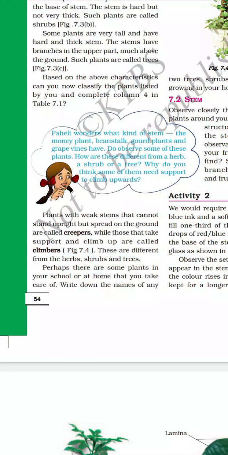For example, grapes. These are different from herbs, shrubs and trees, because they have very, very weak stems.